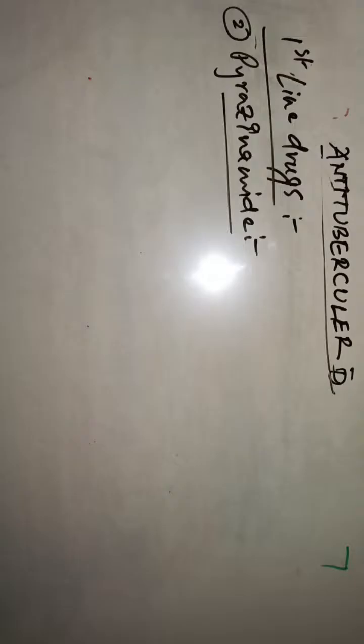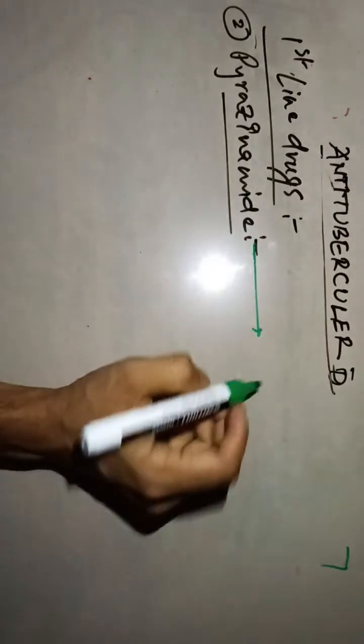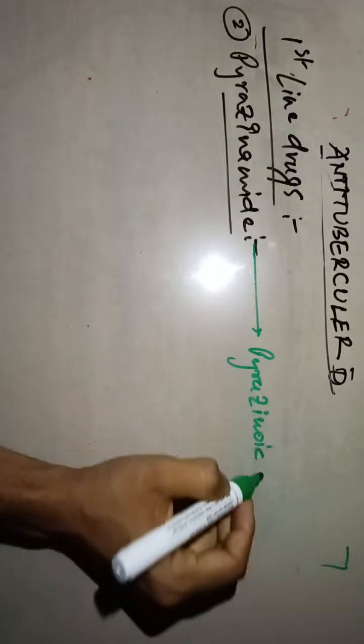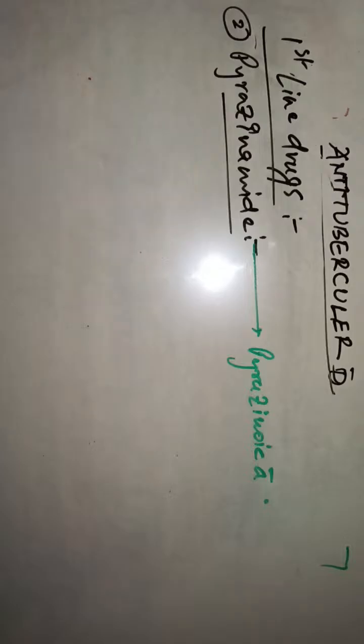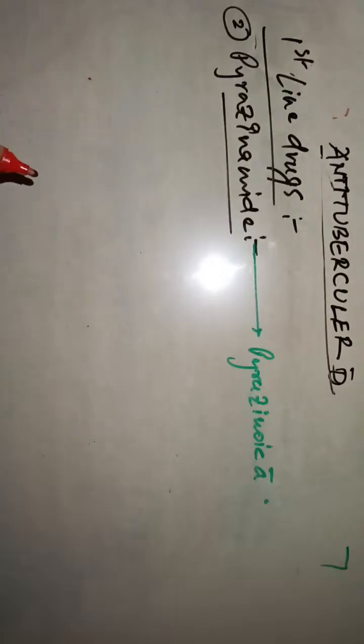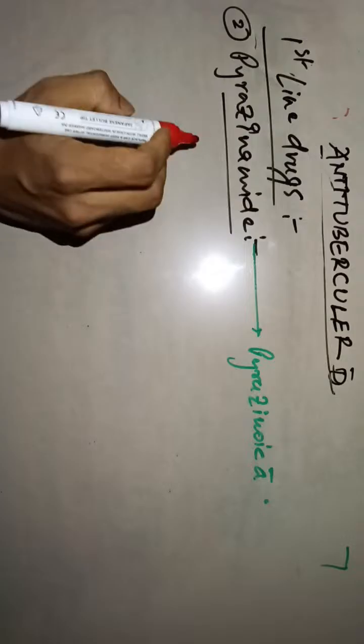Pyrazinamide. Pyrazinamide is a prodrug, and the active drug is pyrazinoic acid. Next, most important, what is the mechanism of action of pyrazinoic acid? It will inhibit the fatty acid synthesis enzyme. So by inhibiting it, what will happen? Fatty acid synthesis in bacteria.